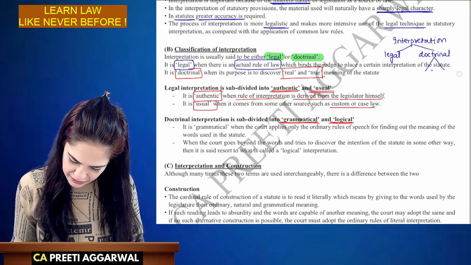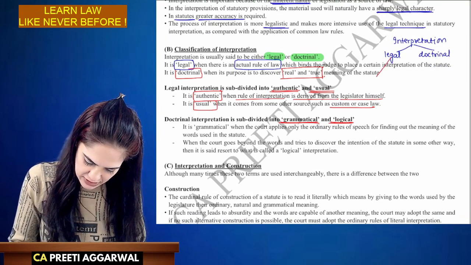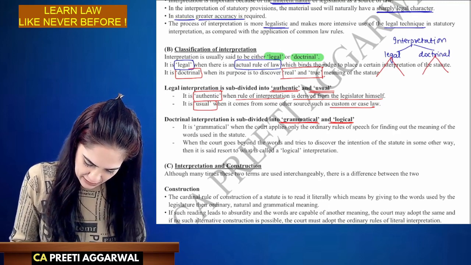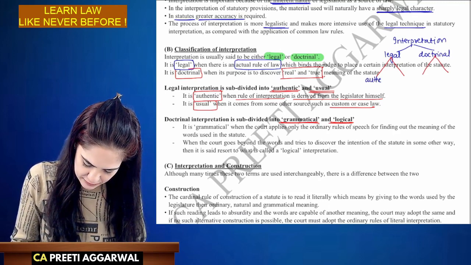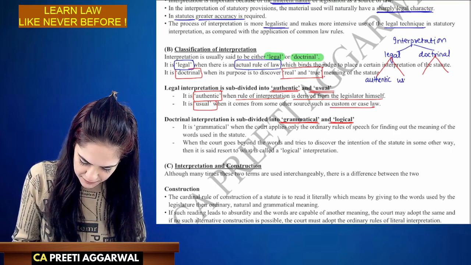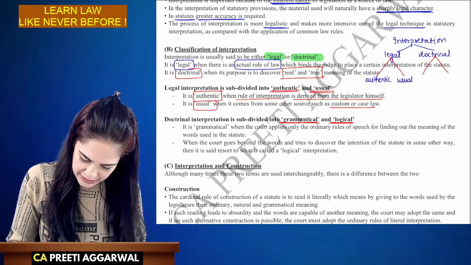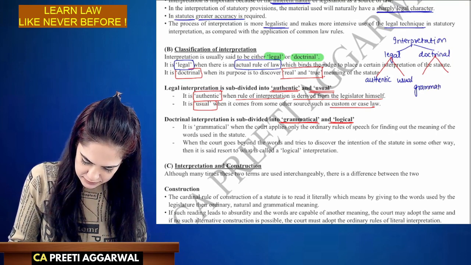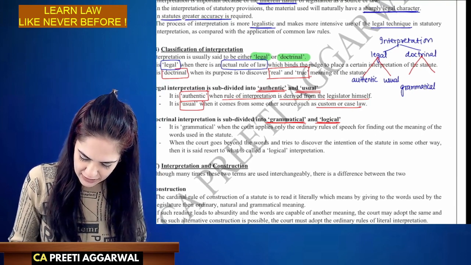I should have written this over here. That is what I was thinking. Legal is authentic and usual. Doctrinal is grammatical and logical.